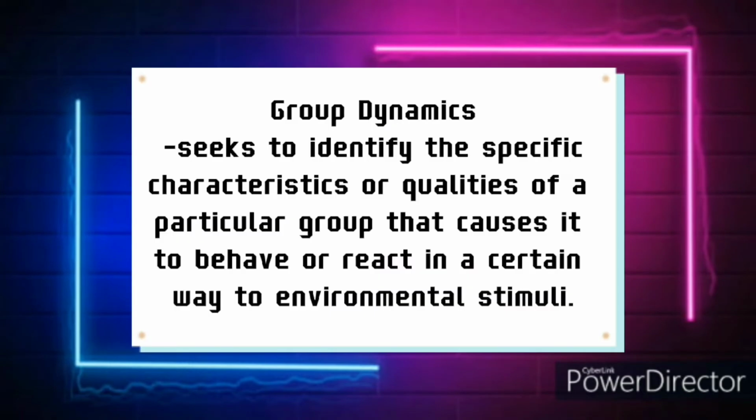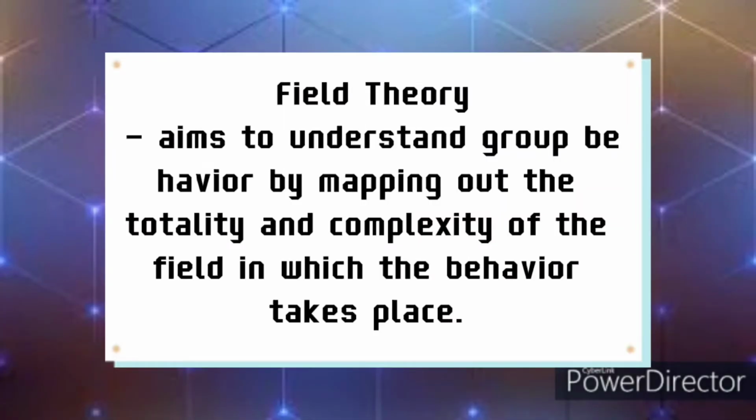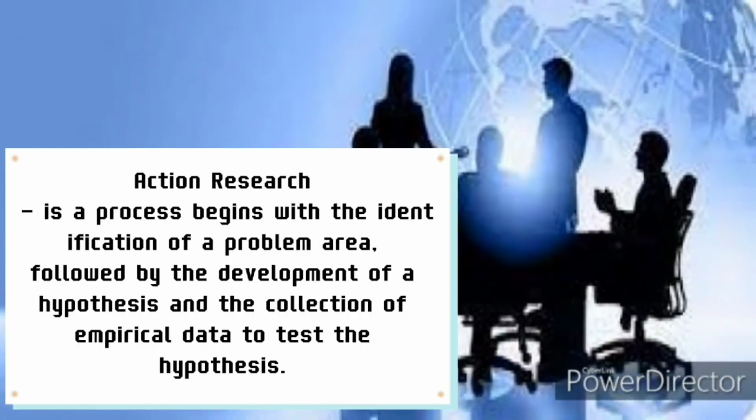Group dynamics seeks to identify the specific characteristics or qualities of a particular group that cause it to behave or react in a certain way to environmental stimuli, while field theory aims to understand group behavior by mapping out the totality and complexity of the field in which the behavior takes place. On the other hand, action research is a process that begins with the identification of a problem area, followed by the development of a hypothesis and the collection of empirical data to test the hypothesis.